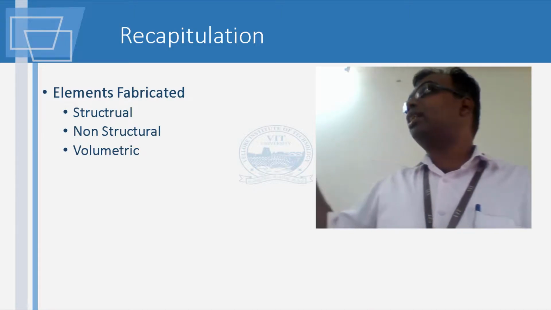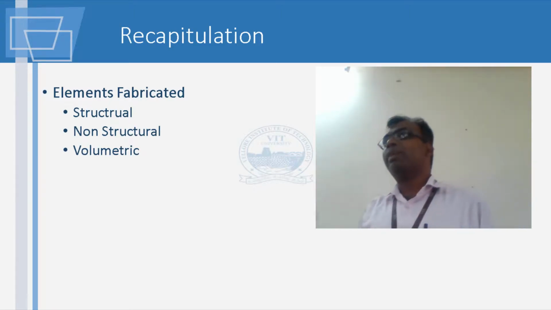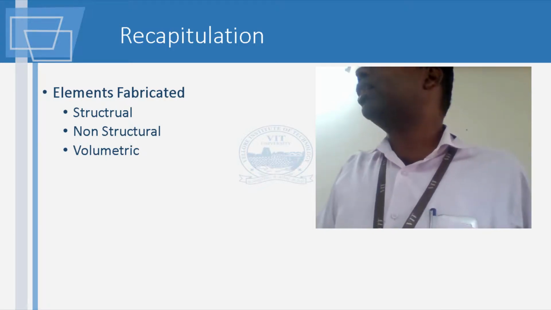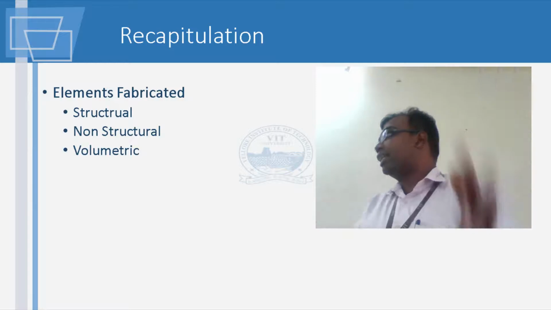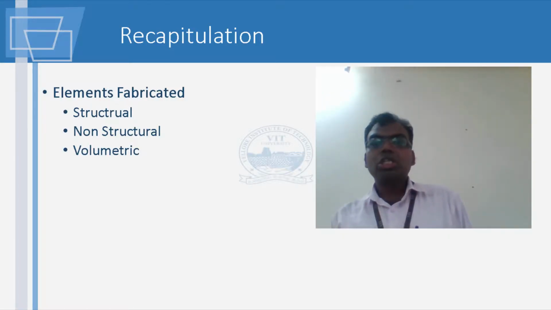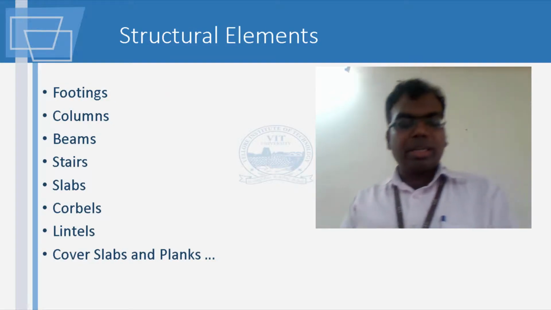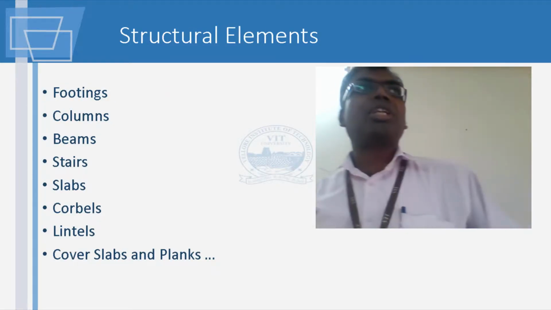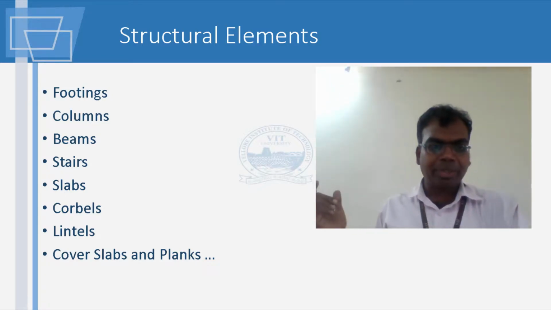The last thing is the volumetric elements. Volumetric elements can also be prefabricated. How many of you know modular kitchens? It's a volumetric element which goes and fits into the space. Anyway, maybe I should have gone through this slide. So these are the volumetric and structural elements. Do you have any problem with any of them?